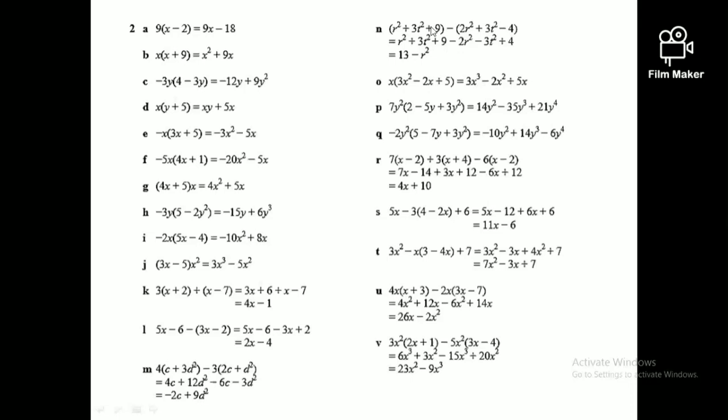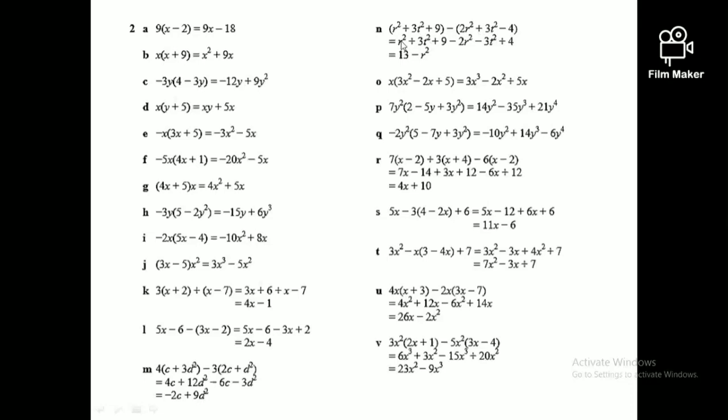The next expression is this. Here, there is nothing to multiply. Over here is 1. Therefore, you can just write r squared plus 3d squared plus 9. And this bracket has to be multiplied with minus. Minus into 2r squared is minus 2r squared. Minus into 3d squared is minus 3d squared. Minus into minus 4 is plus 4.